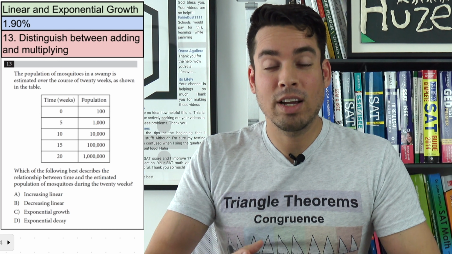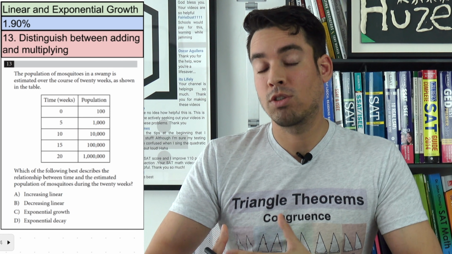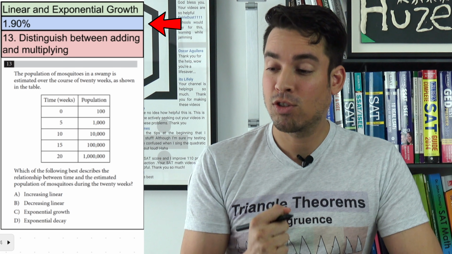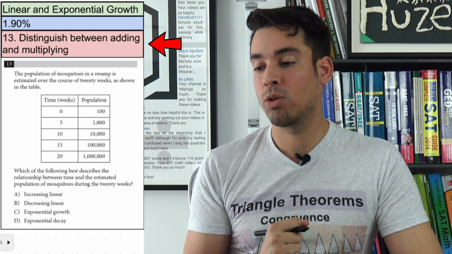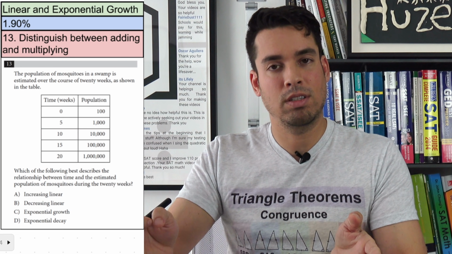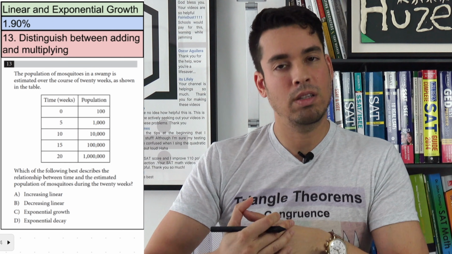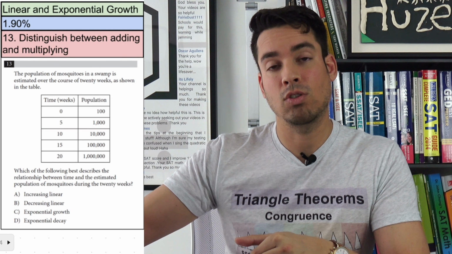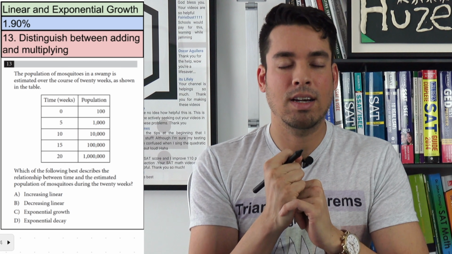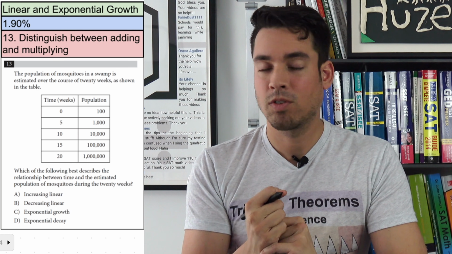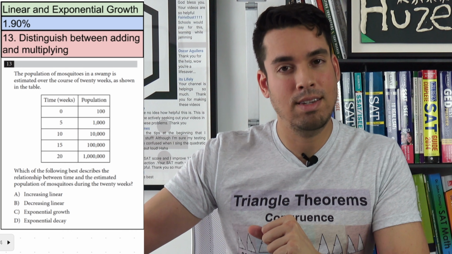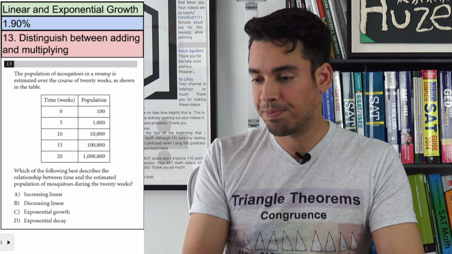Next, we have linear and exponential growth, which constitutes, again, 1.9% of the test material. And here the tip is to distinguish between adding and multiplying. Linear growth is all about adding a common difference over and over. So for example, linear growth would be 5, 10, 15, 20, 25, and so on. Exponential growth is about having a common multiplying factor. So for example, it'd be 2, 4, 8, 16, 32, that's doubling, right?